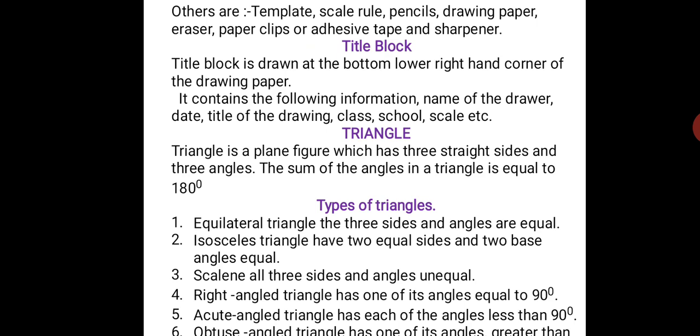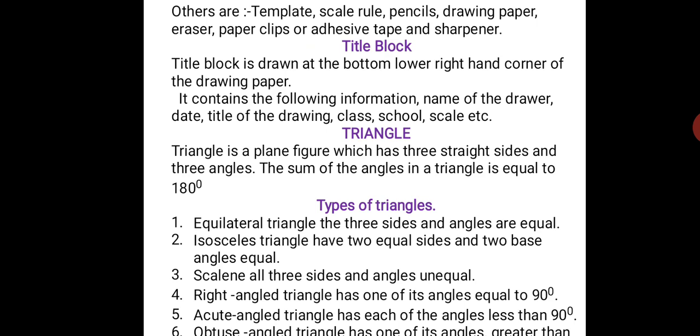Other ones are your templates. Templates are geometrical shapes you can use to draw different shapes. Your polygons, your quadrilaterals, you have different shapes on templates. You have scale rule for your scale drawing. You have pencil for writing. You have drawing paper, which has different colors, creamy white and white, and different sizes. You have from A0 to A4.